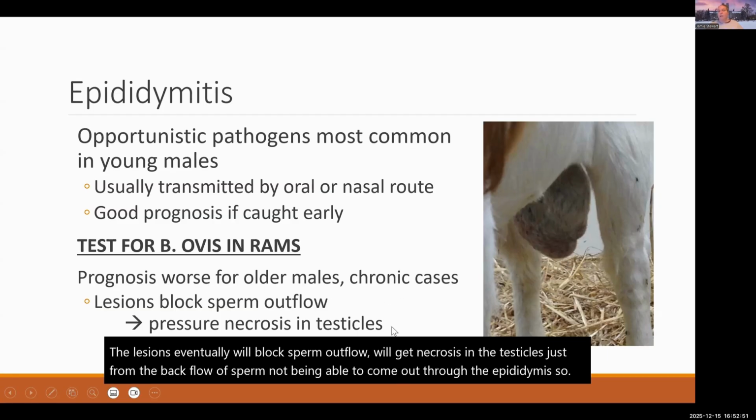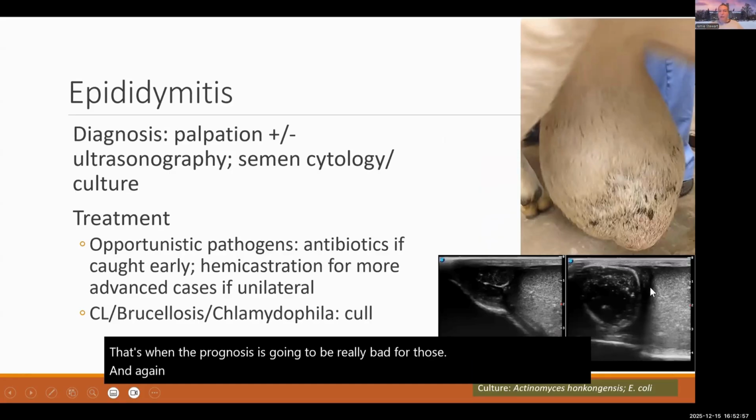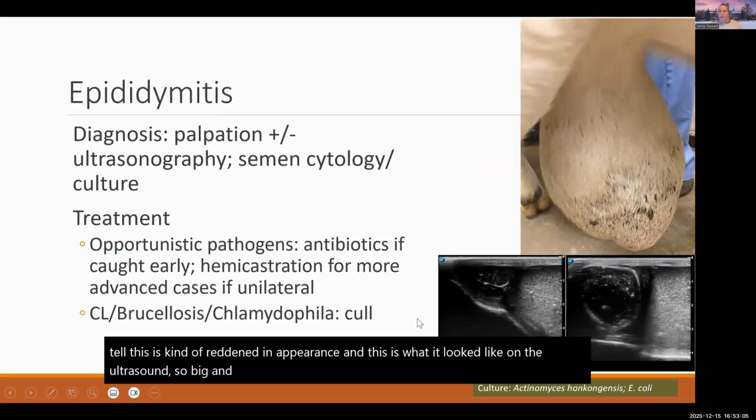So that's when the prognosis is going to be really bad for those. And again, palpating, we can do ultrasonography too. You can see here that you can tell this is kind of reddened in appearance, and this is what it looked like on the ultrasound. So big and full of fluid, and this is what a normal epididymis would look like. And this is the end of the testicle right there.